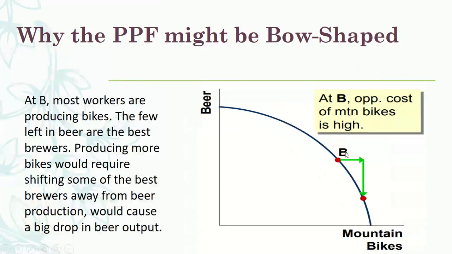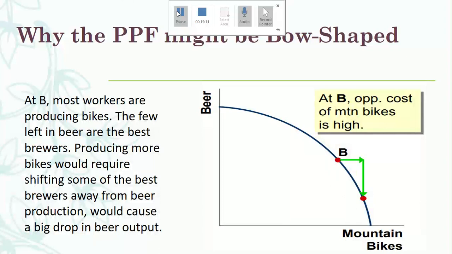Now at point B, the opportunity cost of mountain bikes is higher. So you see this big drop-off here. That's a considerable change from this minimum of mountain bikes to that minimum of mountain bikes. At point B, most workers are producing mountain bikes rather than beer. Producing more bikes would require shifting some of the best brewers away from beer production, which causes a big drop in beer output. So this is how you represent that in a production possibility frontier curve.